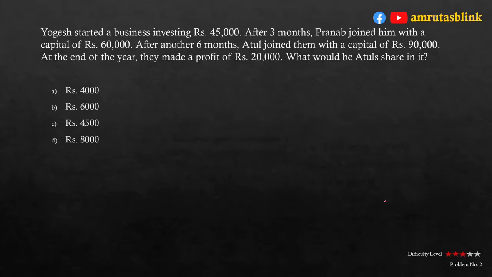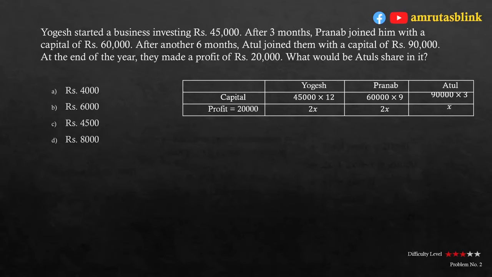rupees 4,500 and rupees 8,000. Now, first of all, we will create the table in order to calculate the ratio of the profit distribution. So, let us suppose there are 3 people who are investing their capital, that is Yogesh, Pranab and Atul. Now, how much capital they have invested, that part we will write down.